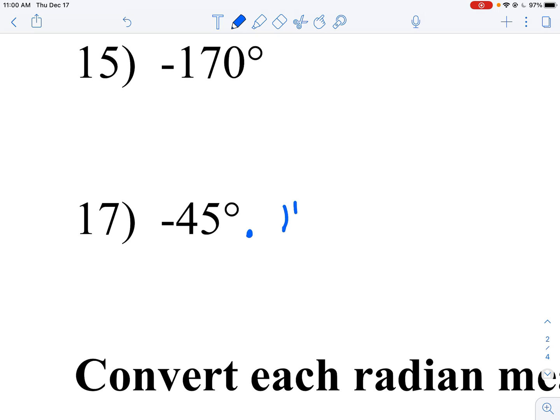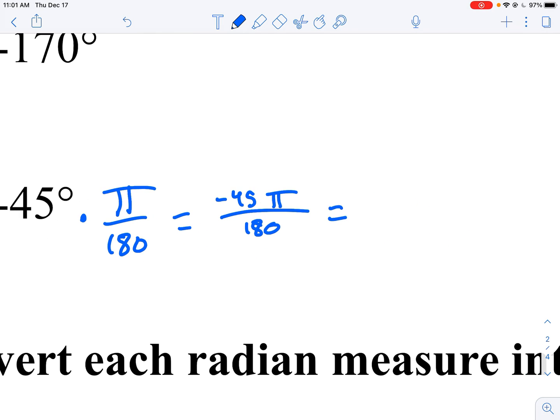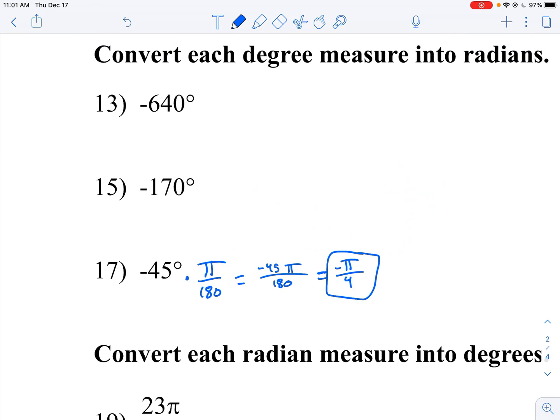If you said pi over 180, congratulations, that's correct. That is what you're going to be timesing by. So that'll give you negative 45 pi over 180. And this does simplify; it turns into 1/4. So you've got negative pi over 4. If you don't believe me, you can put 45 divided by 180 in your calculator and then convert into a fraction, and you get 1/4. And since it's negative, it's negative. So ta-da, we converted to radians.